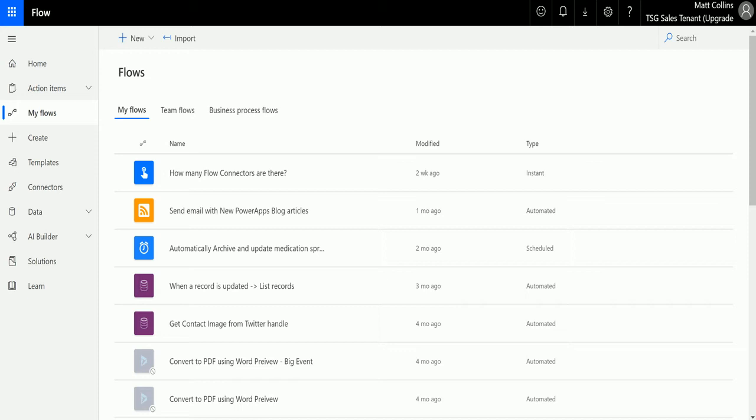Today I am talking about Microsoft Flow, and I'll talk about My Flows, Team Flows, and Business Process Flows, and what all these are so that you understand what you're seeing in Microsoft Flow. So let's take a look at it. I'm in Microsoft Flow here, and as you can see, under the My Flows section on the left, I've got these three tabs. We've got My Flows, we've got Team Flows, and we've got Business Process Flows.